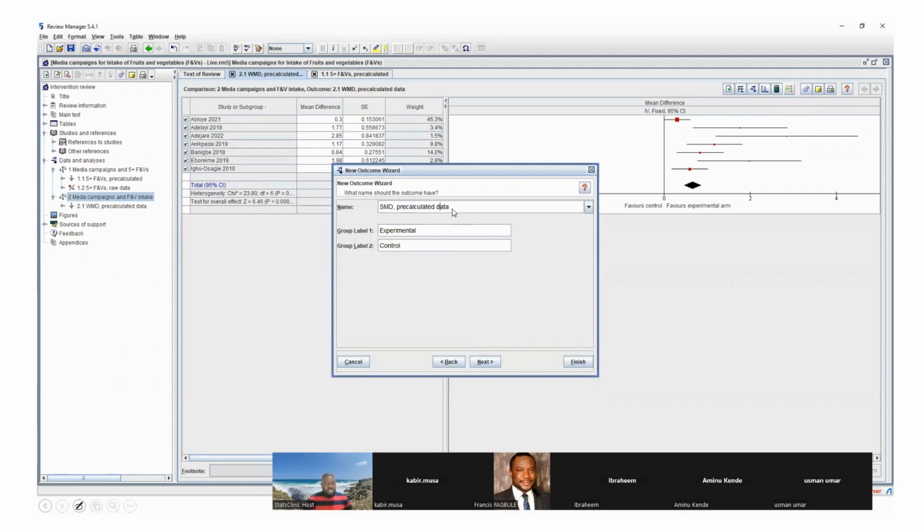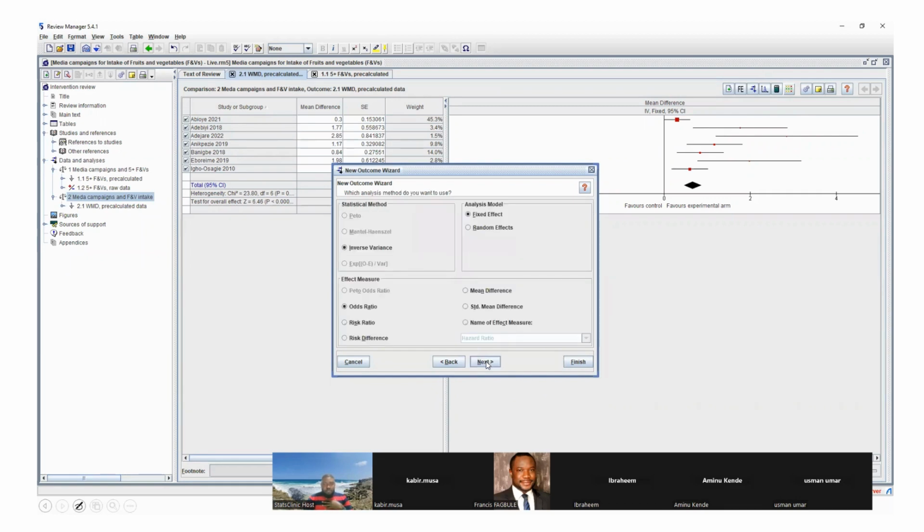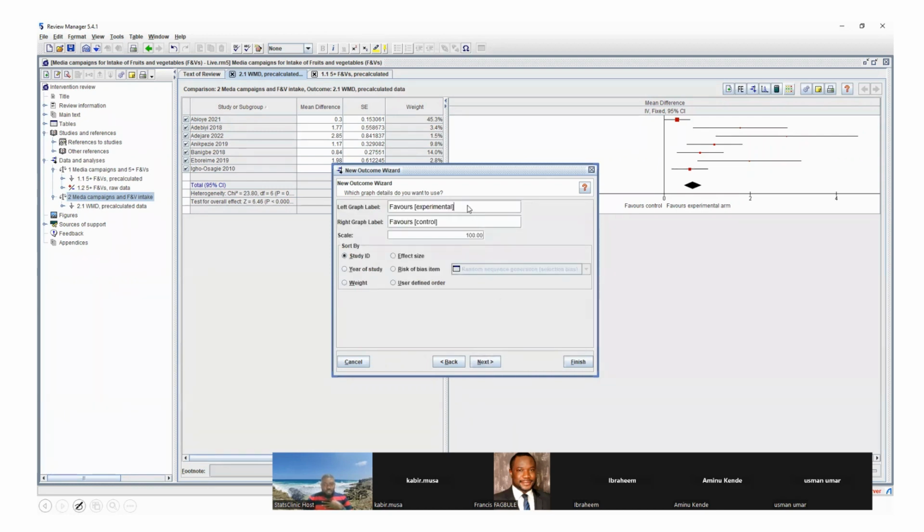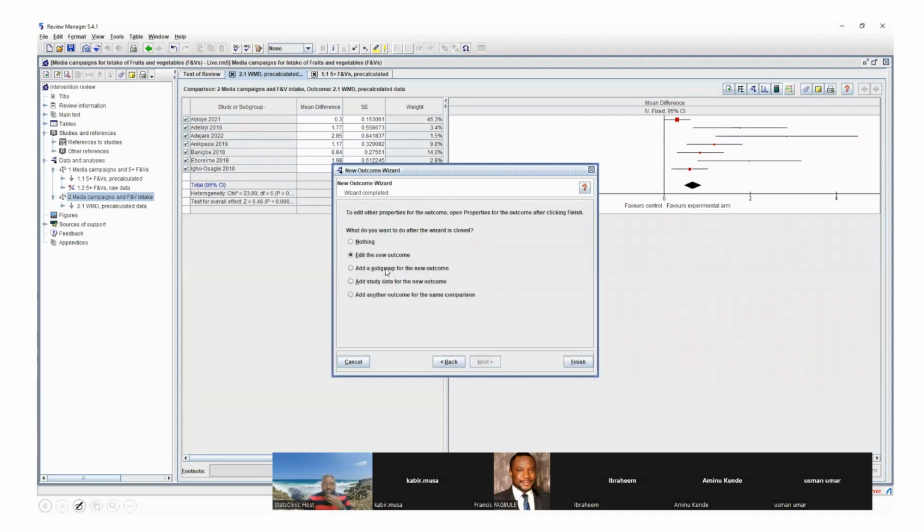You want to use an informative outcome name so that you can always figure out what you're doing. And you click next, you click standardized mean difference, you click next, okay? You leave this the way it is unless you want to enter the sample sizes, and then you click next. And because of all the issues that we have been having, we can just correct this now because we understand the direction that we're interested in, okay? And then you click next.